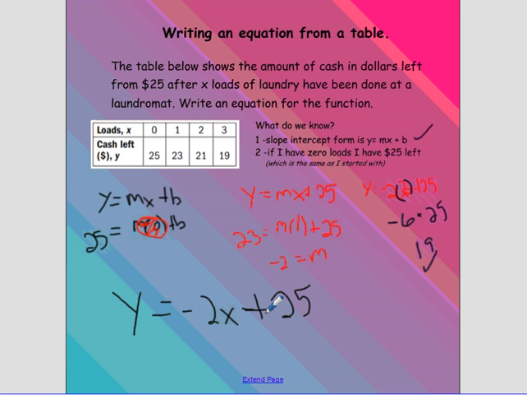So what if I had done 8 loads? Could I find that out now? I certainly could, right? I'd plug 8 in. Negative 2 times 8 would be giving me negative 16 plus 25. And then how much money do I have left? I would have $9 left. Excellent.